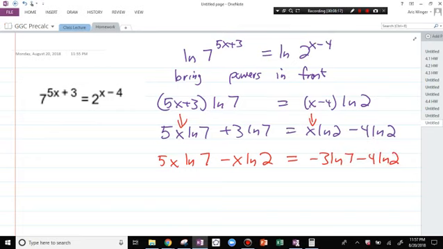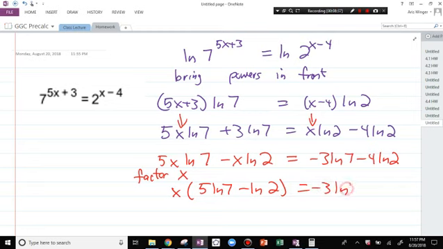So we're just moving stuff around. If I want to move this x natural log of 2 to the left, I need to subtract it. If I want to move this 3 natural log of 7 to the right, I need to subtract it because it's positive, right? So that now we can factor out an x. So it goes x times 5 natural log of 7 minus natural log of 2 equals minus 3 natural log of 7 minus 4 natural log of 2, and then we go ahead and divide.